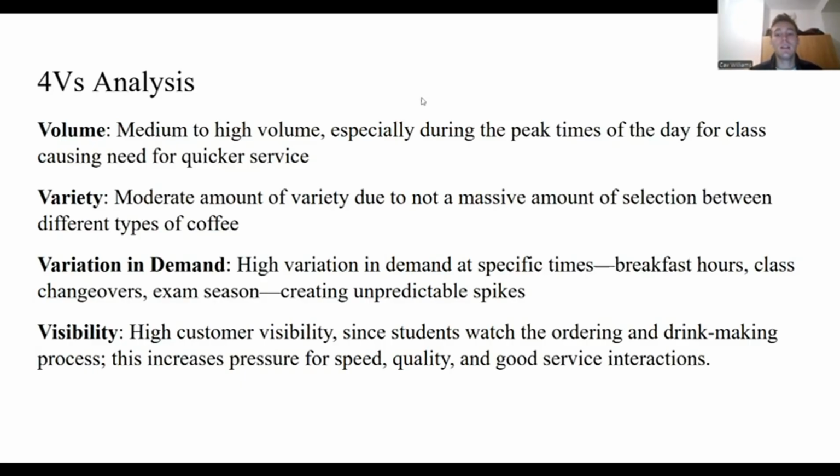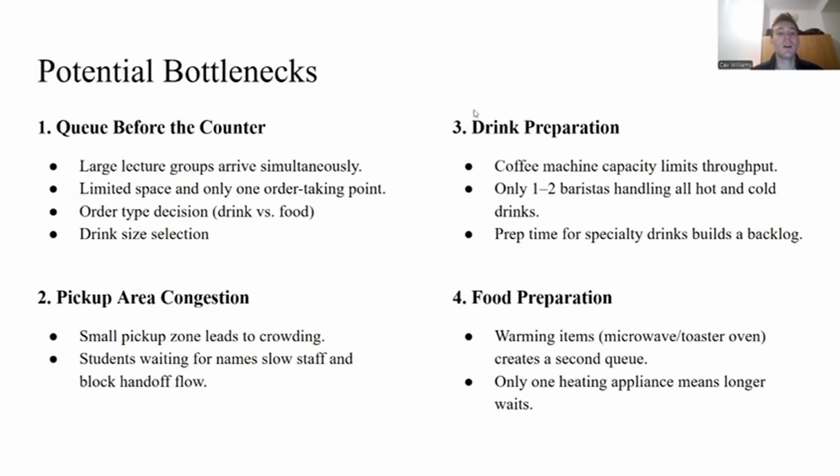So yeah. Now moving on to the next slide, we have potential bottlenecks. The first potential, or definite, bottleneck is the queue before the counter. Large lecture groups arrive simultaneously in a limited space, and only one order taking point really causes a backlog and creates a giant line. Additionally, students don't know what they want to order, whether it's food or drink, or what size the drink is, or what they want specifically about their drink. So that can also add to that bottleneck.